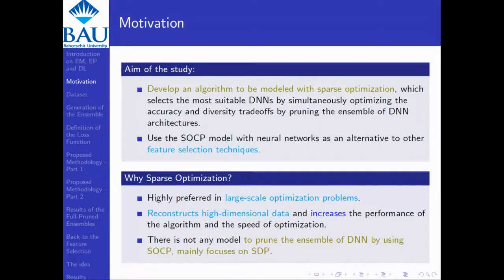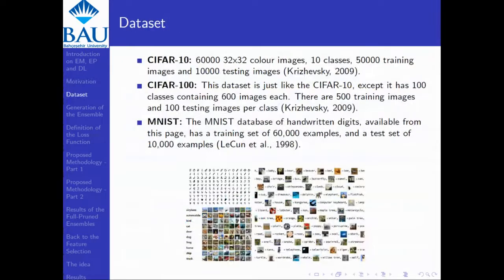Because it is highly useful in large-scale optimization problems. It can reconstruct high-dimensional data and increases the performance of the algorithm and the speed of the optimization. And in our research, we couldn't find any model to prune the ensemble of neural networks by using second-order programming, because the literature mainly focuses on semi-definite programming. And we use 3 very well-known data sets, which are CIFAR10, CIFAR100, and MNIST.